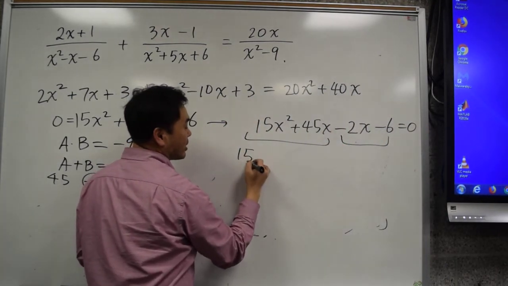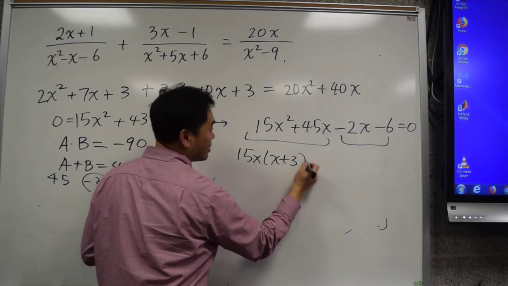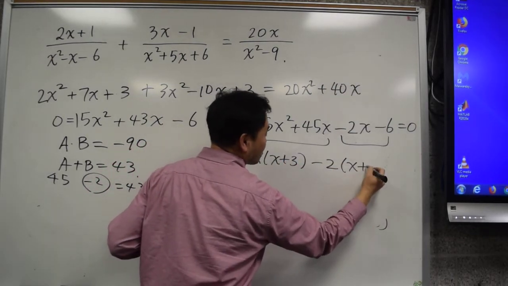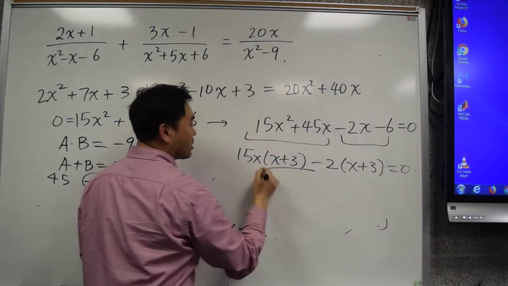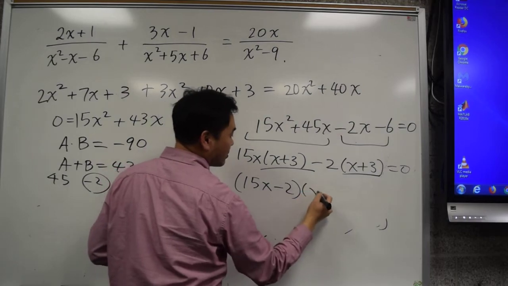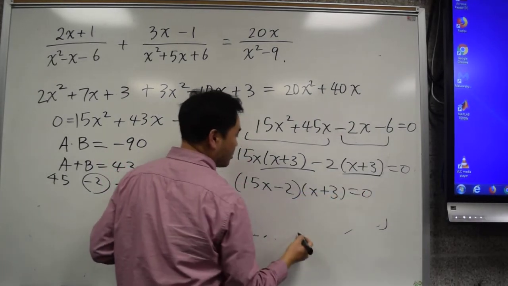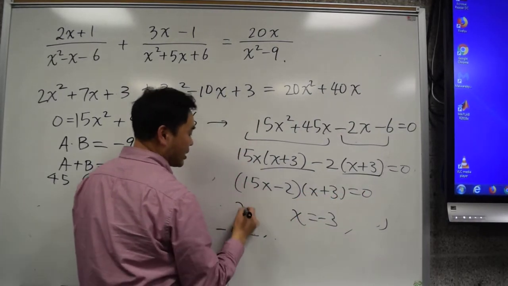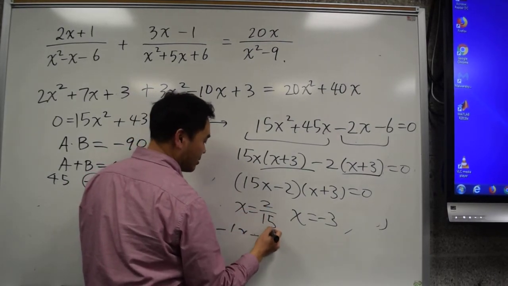This is 15x times x plus 3, minus 2 times x plus 3. So x plus 3 is common, you factor it. You end up with x equals negative 3 and x equals 2 over 15.